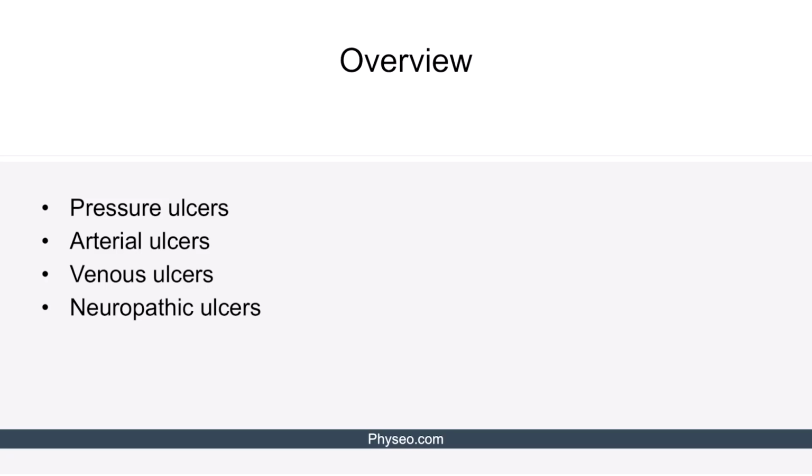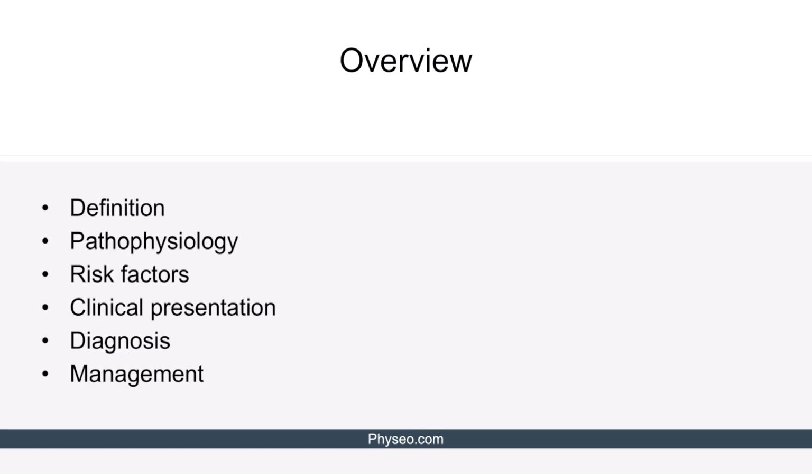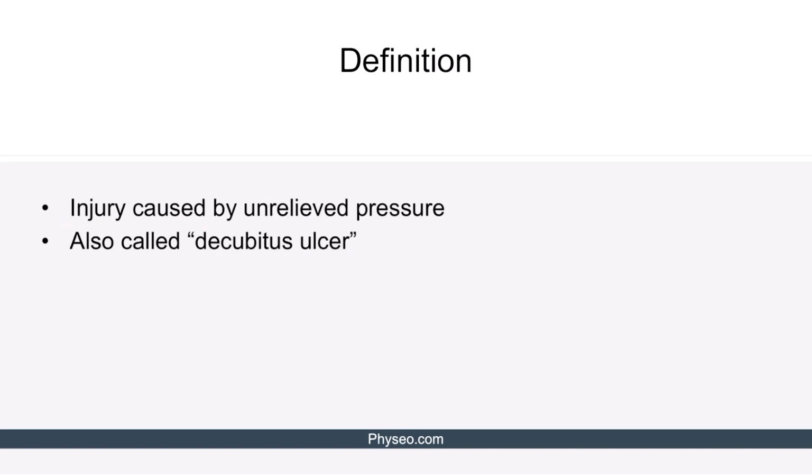Let's get started. Here is an overview of what we'll be covering in this lecture, and we'll start with pressure ulcers. And here are the topics that we'll be discussing for pressure ulcers, starting with definition. Pressure ulcers are injuries that are caused by constant and unrelieved pressure to a specific area of the body. Pressure ulcers are also called decubitus ulcers or pressure sores.